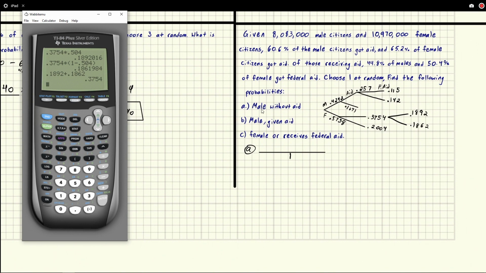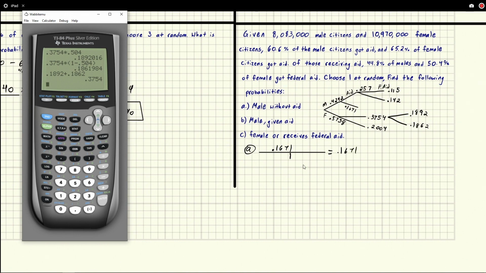And then we want without aid. Well, what is without aid? Well, this is like saying, okay, now we're looking for males. So here are all the males and the ones that didn't get aid. So this is 0.1671, which is of course going to be equal to 0.1671. But I want you to understand how this kind of works.